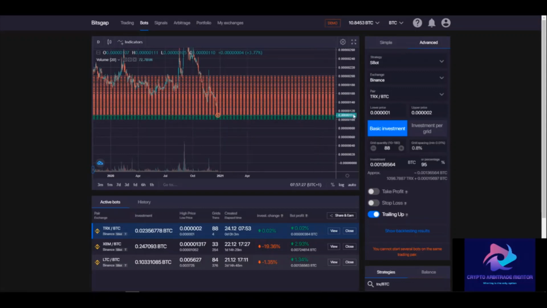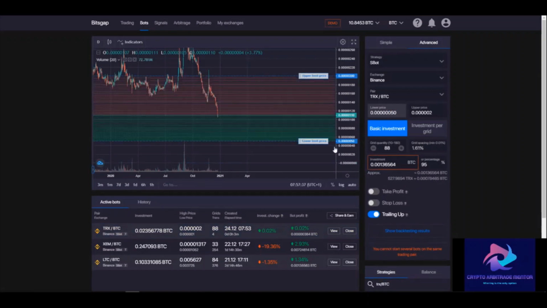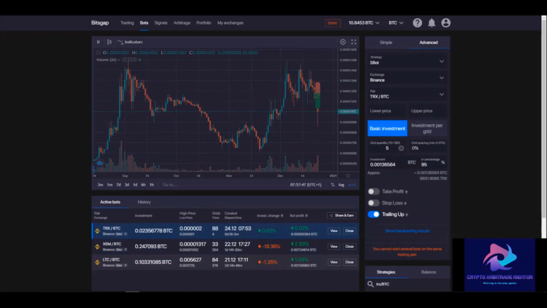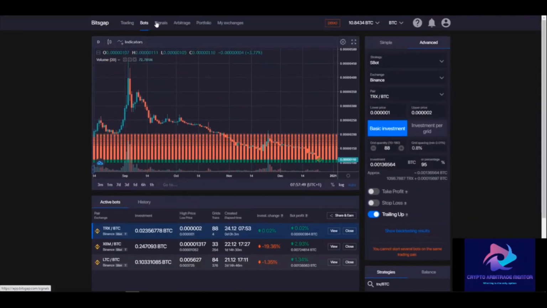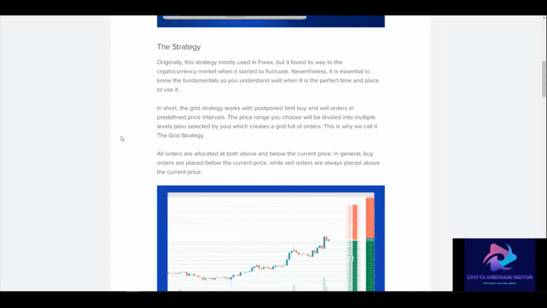If we put here, imagine, the lower limit price at 50, so 0.50, we will have many more green orders, many more buy orders. So again, all orders are located both above and below the current price. Remember that in our example it is 100 satoshis of TRX.